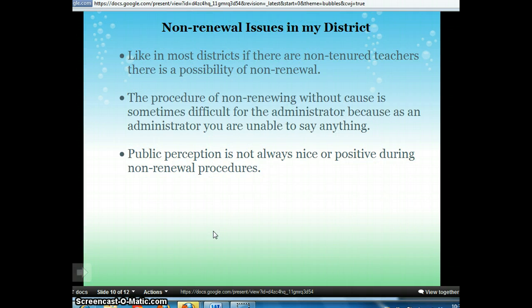As far as non-renewal issues in my district, it's just like in most districts, there are non-tenured teachers, so there is a possibility of non-renewal. The procedure of non-renewing without cause is sometimes difficult for the administrator because as an administrator, you're unable to say anything. And so this cannot always be perceived as a positive thing or a nice thing as far as public perception, because you can't say anything.